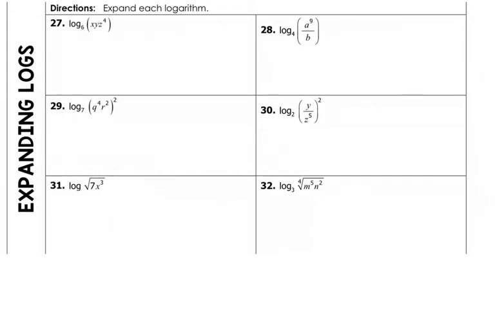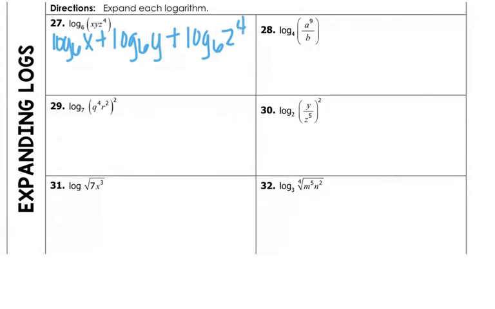All right, so now we're going to look at expanding logs, okay? So remember, when logs were multiplied together, when we expanded them, that meant that they were adding. So for number 27, we're going to start out by doing log base 6 of x plus log base 6 of y plus log base 6 of z to the 4th. Okay, because we're just taking each individual thing being multiplied together and expanding it out.